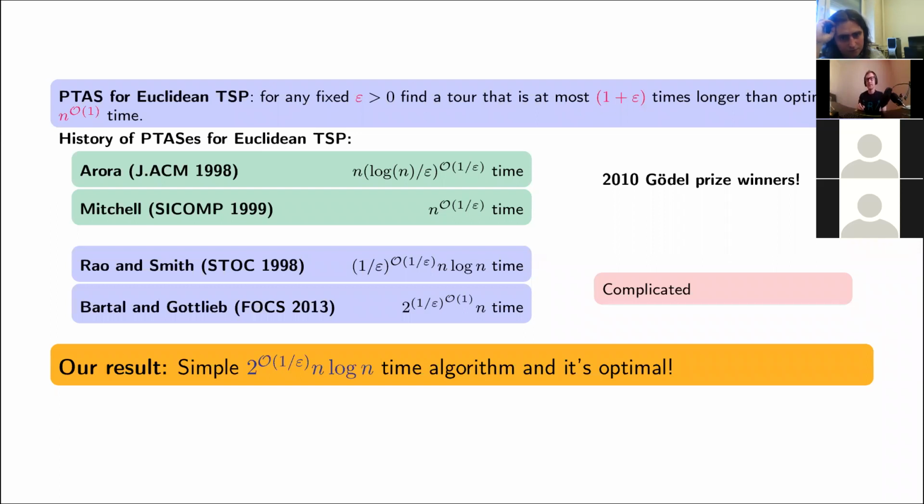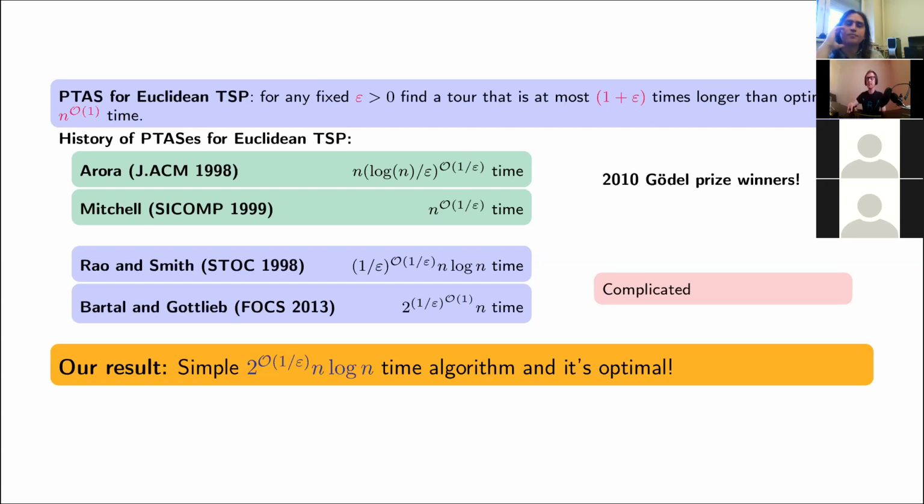Both of these results are unfortunately quite complicated and hard to implement. What we have is a very simple algorithm that runs in 2 to the 1 over epsilon times n log n, and we also prove that it is optimal. So you cannot really improve the dependence on epsilon in our algorithm. I want to say that the algorithm is very simple. It's only slightly more involved than the original Arora algorithm, but the analysis is more involved.